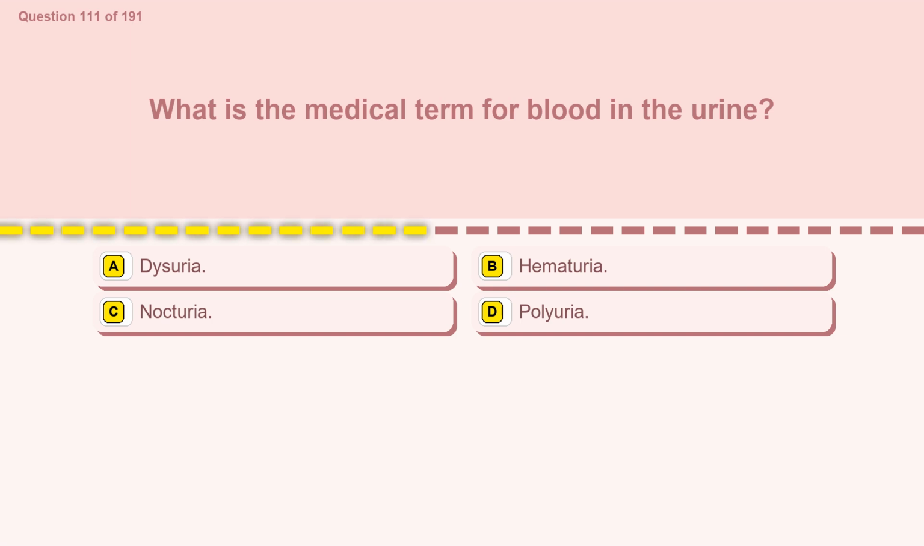Option A, dysuria. Option B, hematuria. Option C, nocturia. Option D, polyuria.